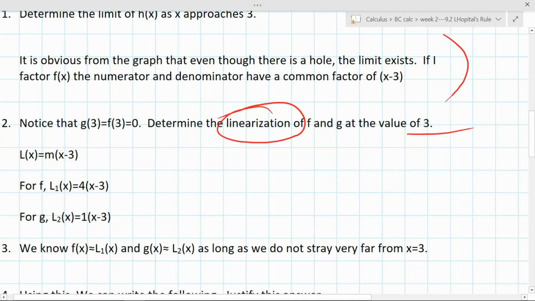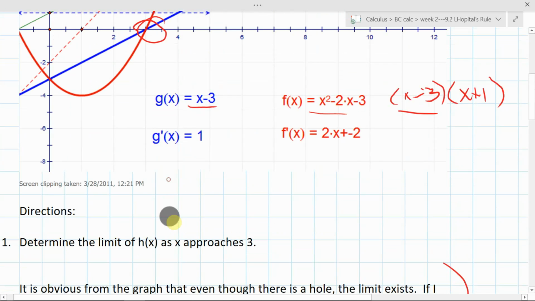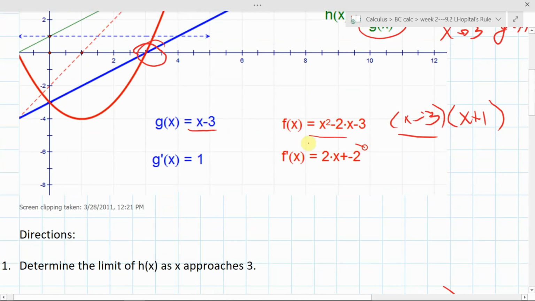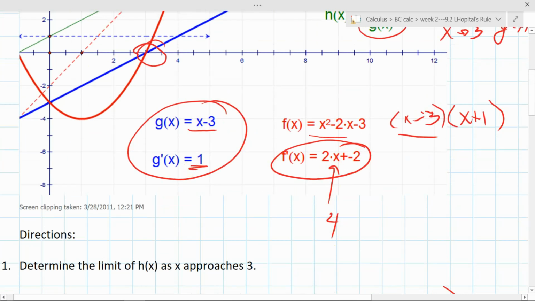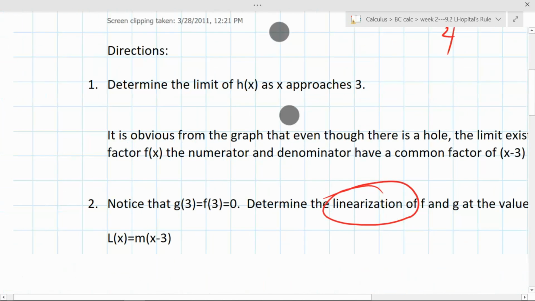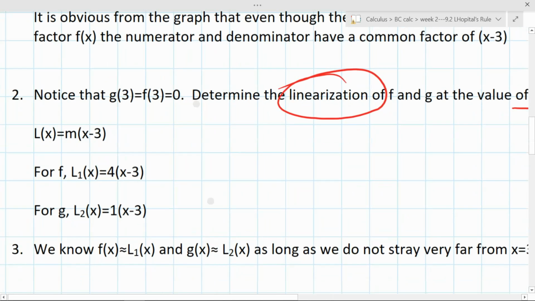So take the derivative, evaluate it at 3, the answer is 4. Take the derivative, evaluate it at 3, the answer is 1. And so here are our linearizations. The linearization is 4 times x minus 3. It's going through the same point, 3, 0, right? So again, I don't need to write it. And then here's the other linearization.